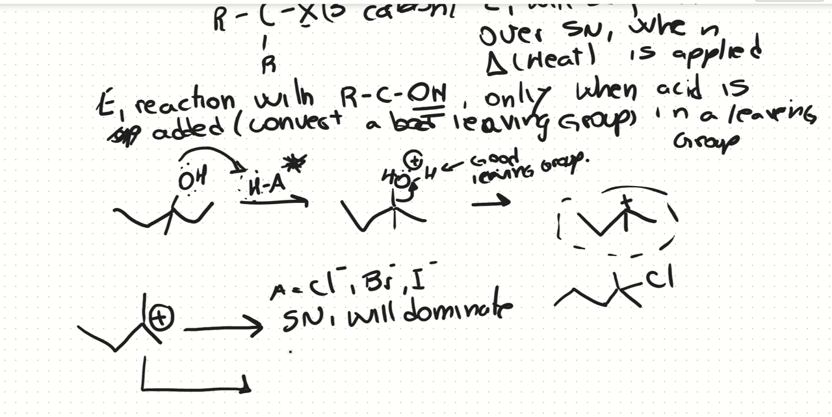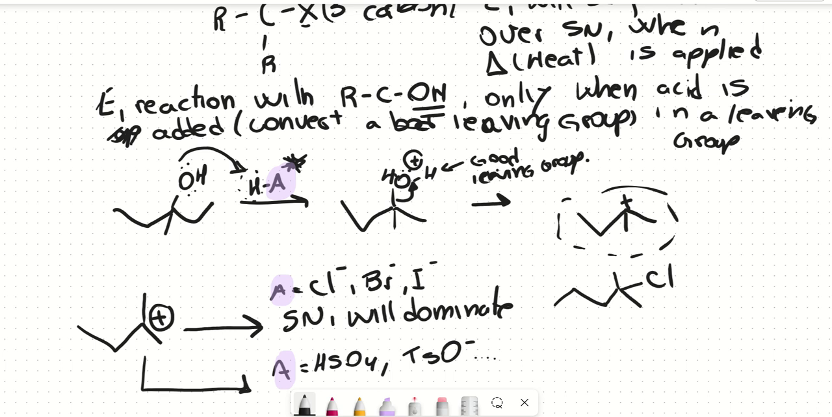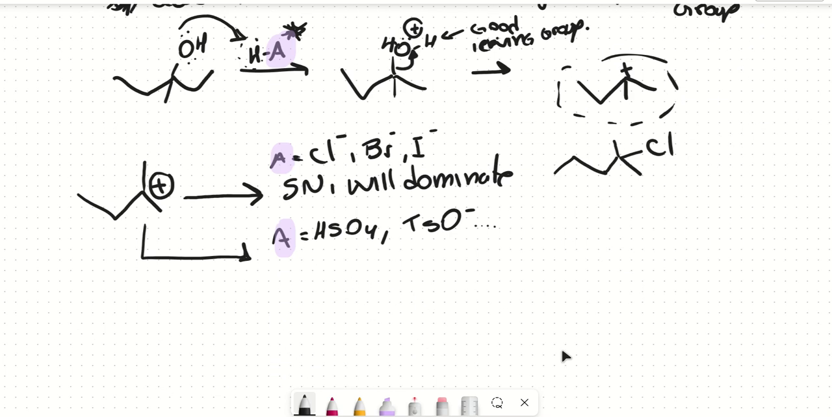But if this A over here, remember it's an acid, is sulfuric acid, for example, or TsOH, another acid that doesn't have chlorine, bromine, or iodine, and heat. So we need the heat over here. So E1 will dominate over here.